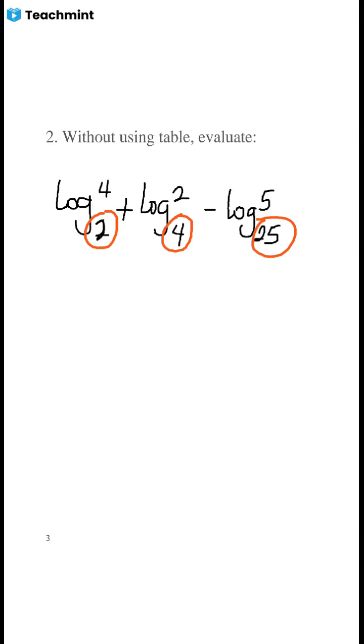The first one, how many times are we going to multiply 2 to get 4? 2 times 2, that is 2. Plus, what power are you going to give to 4 to make it 2? That is half, because when you find the square root of 4, that's where you get 2. And square root means fractional power. So that is 4 raised to power half. That will give us 2. So this is half.